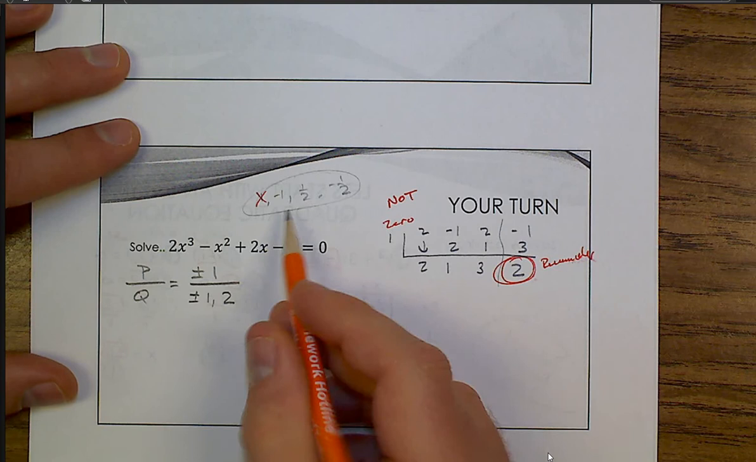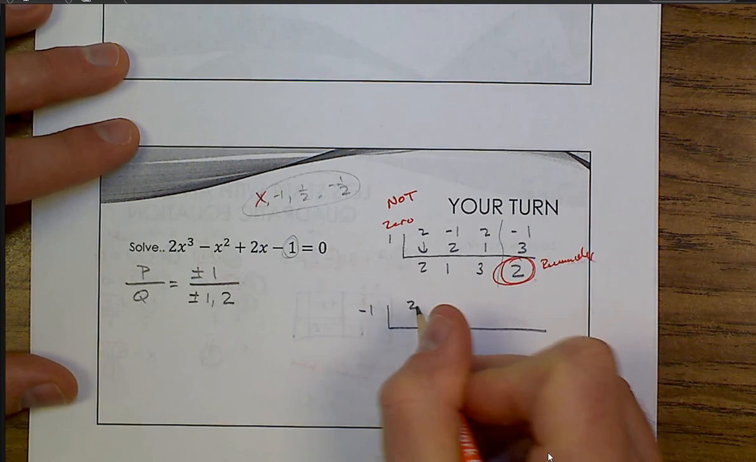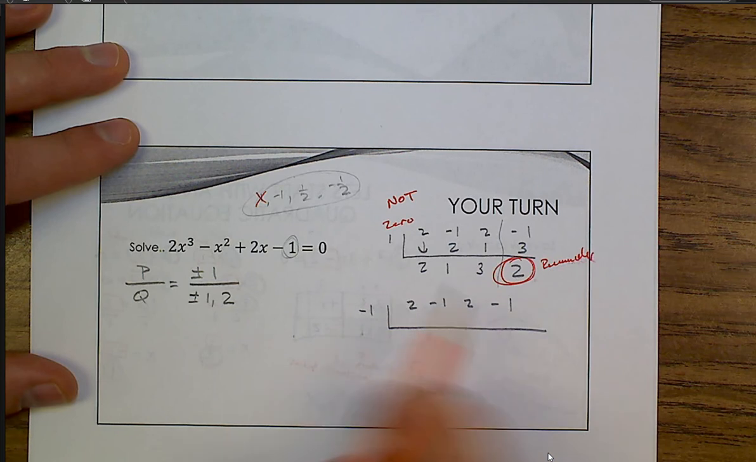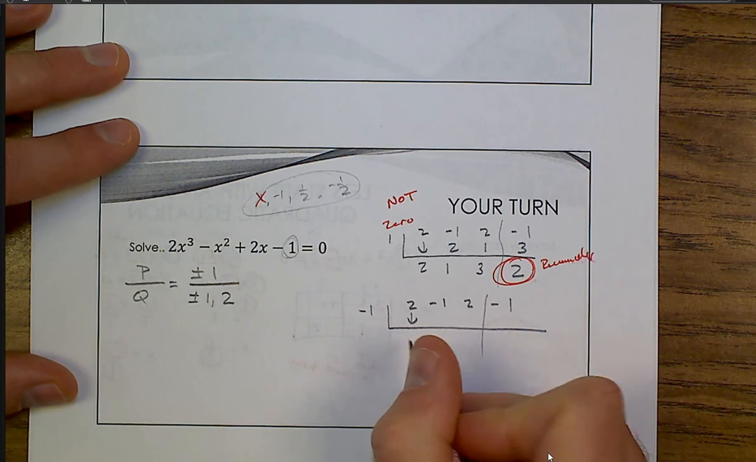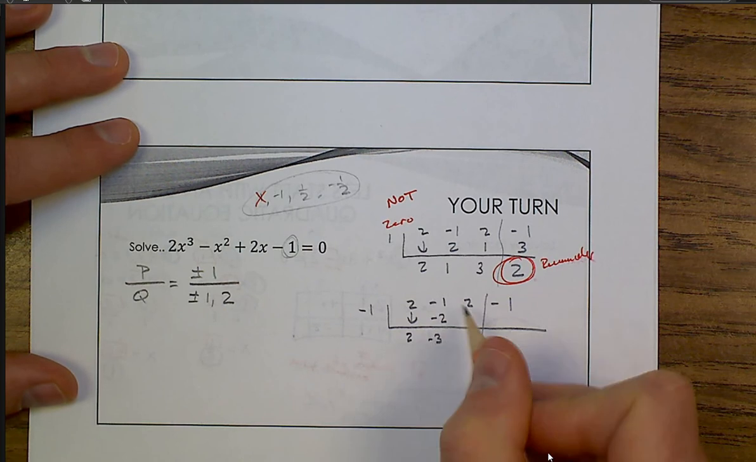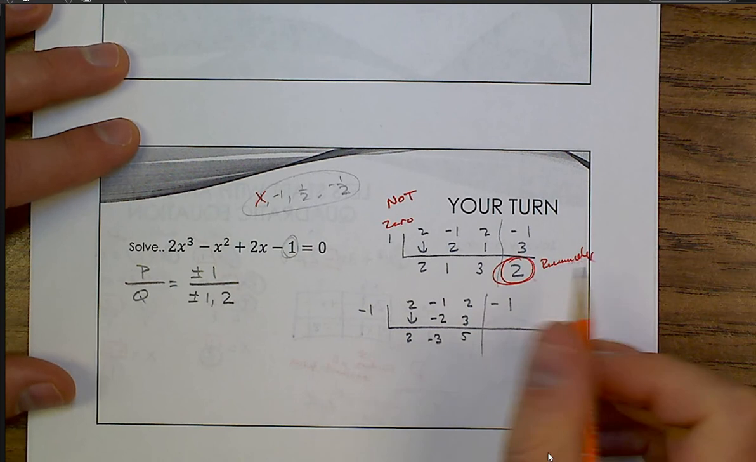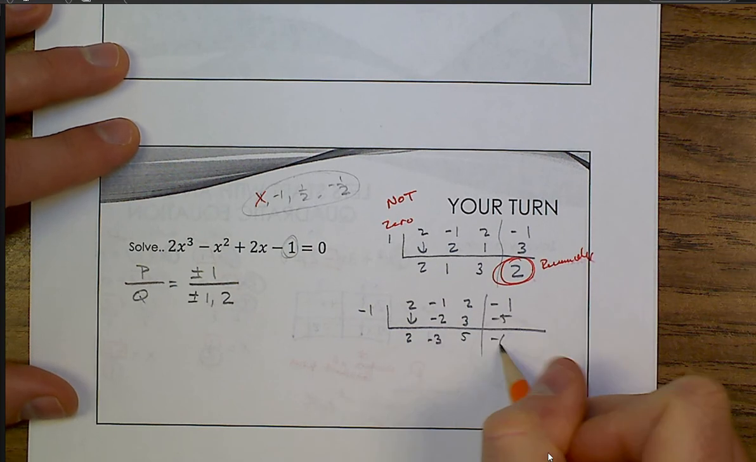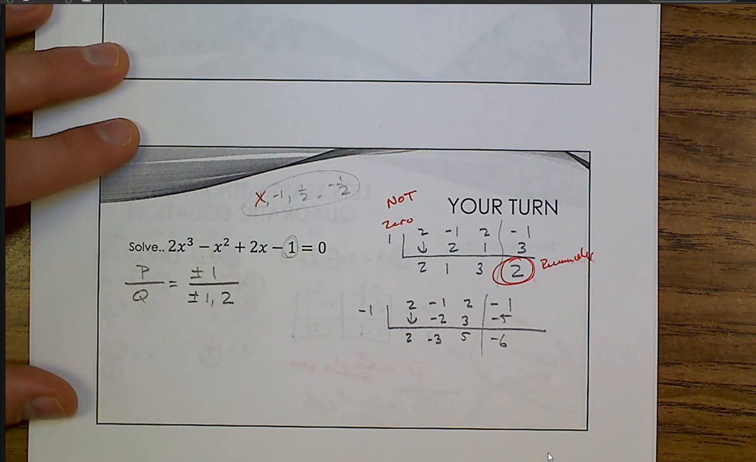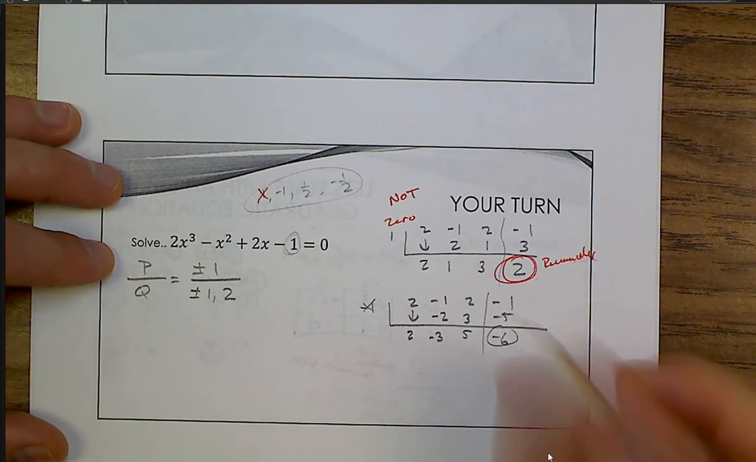So let's try negative 1. 2, negative 1, 2, negative 1, right? Squiggly line, drop down. So I got a 2, negative 2, negative 3, 3. I have 5, and negative 5, negative 6. Still not working, okay? So what does that mean? That means that that's not an answer. So what do we have to try?